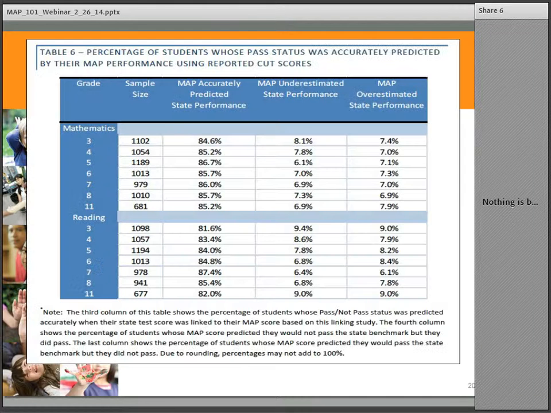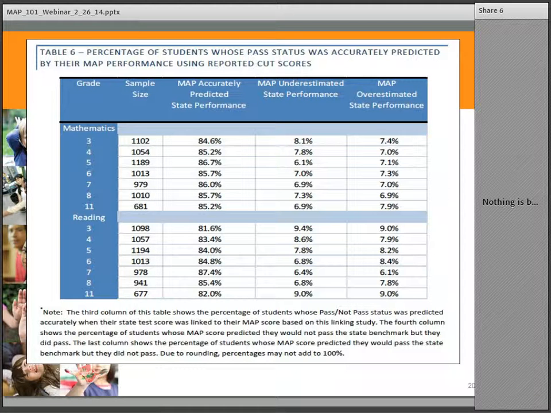And here we have this right here. Here are our students. Here's our sample size that was used in mathematics. You can look at that. Percent of students who pass. Pass status was accurately predicted by their MAP performance. Look at this. We have in the mid 80s in mathematics and the low to mid 80s within reading. So this is really interesting.